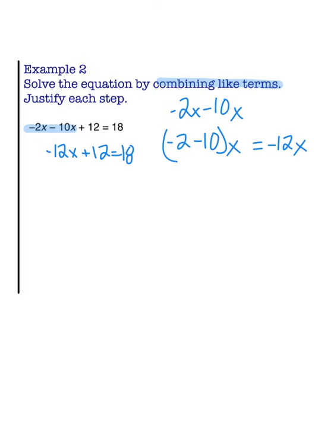All right, so now I have a two-step equation, which is just like we solved in example 1. So first thing I'm going to do is get rid of any addition or subtraction. I see plus 12. I'm going to undo that by subtracting 12 from both sides. The 12s cancel out on the left. So I have negative 12x equals 18 minus 12, which is 6.